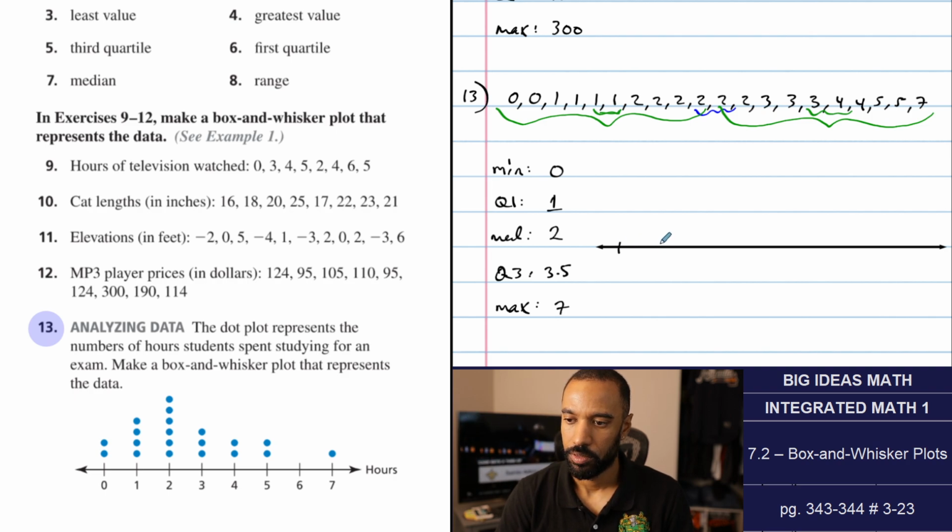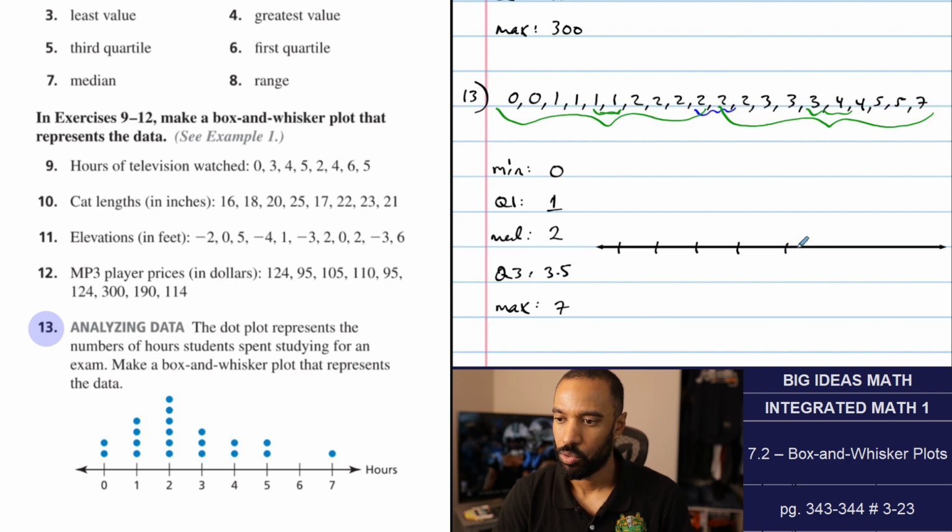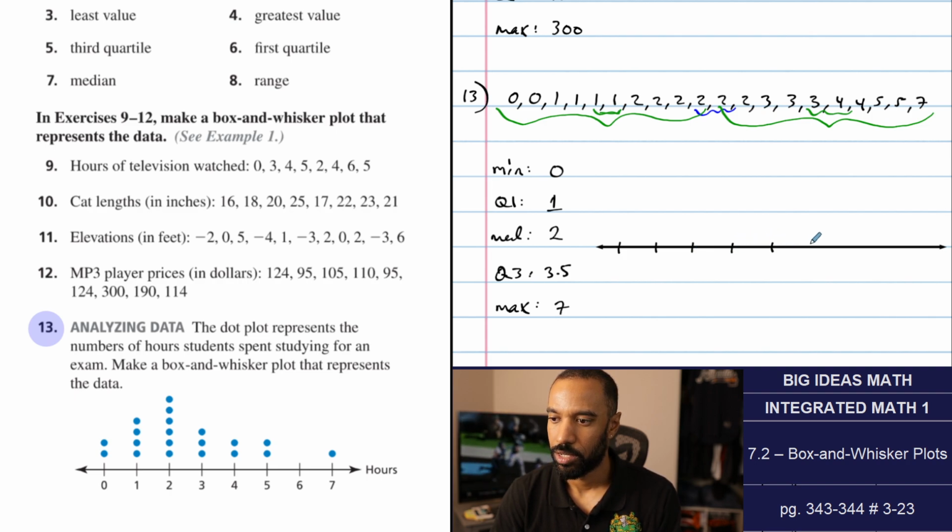0, 1, 2, 3, 4. Ooh, that's a little more spread than I'd want it to be. Whoa, come on now. I didn't want to undo all that. 5, 6, 7, 8. Why not? 0, 1, 2, 3. Okay.